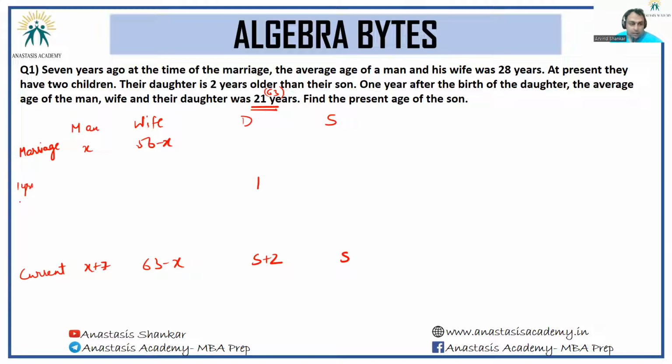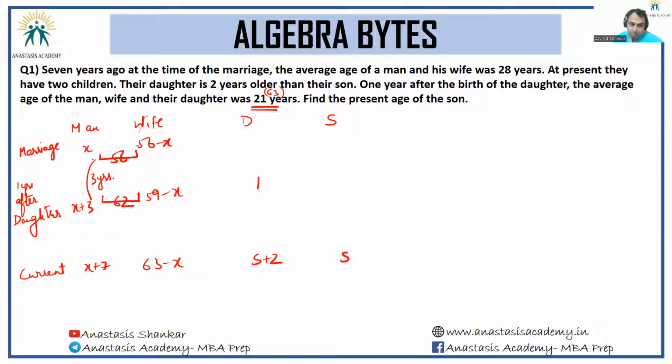1 year after daughter's birth. At that time, age of daughter is 1. So, sum of their ages at that time was 62. Now, see, at the time of marriage, the sum of their ages was 56. With every passing of year, the sum of their ages will increase by 2 because there is a unit increase in age of man and also unit increase in age of wife. So from here to here, 3 years have passed. And at this time, the age of man would be X plus 3. And at this time, age of wife would be 59 minus X.